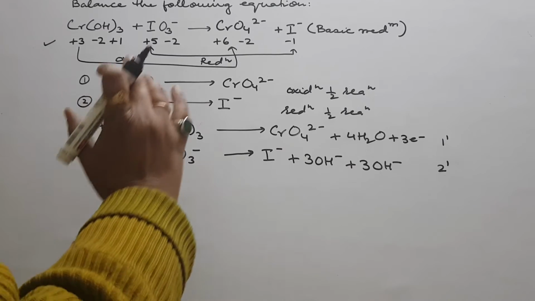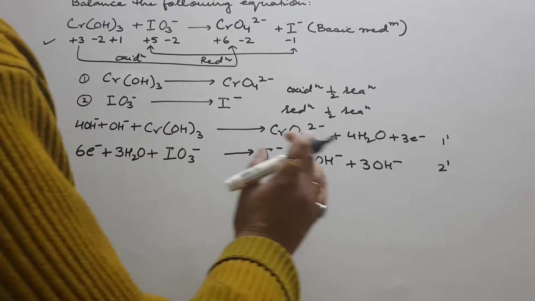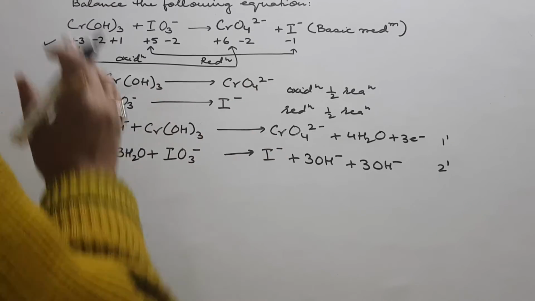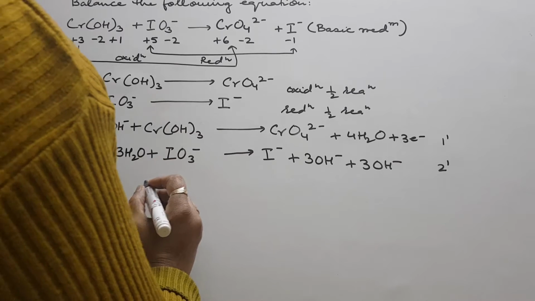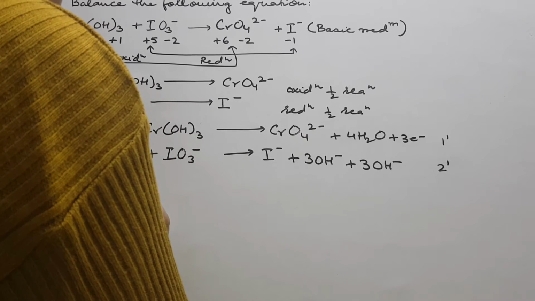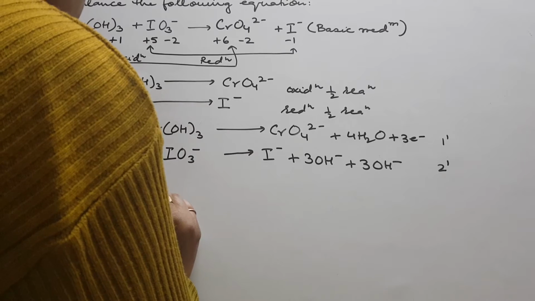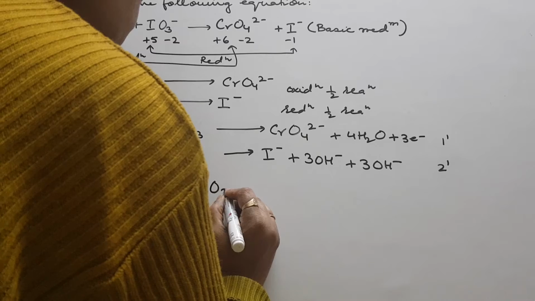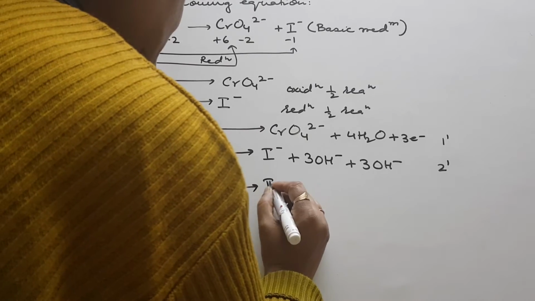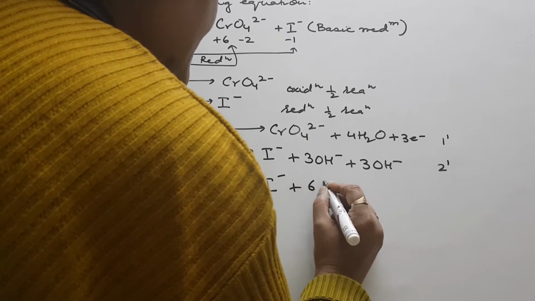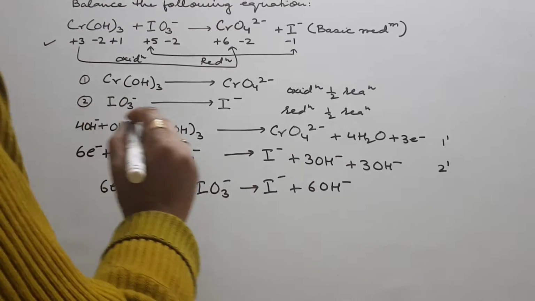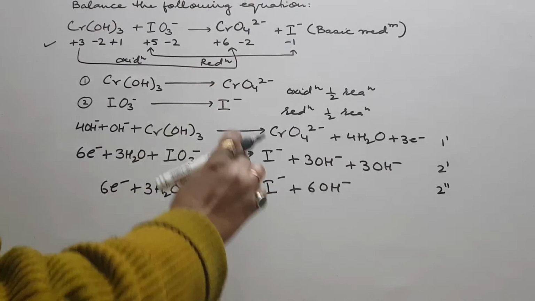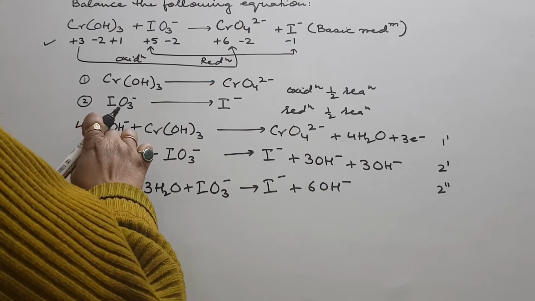Now if you want, we can further summarize and make them short. Like I can write this equation, children, in this manner. You see, I'm trying to summarize it. It is 6 electrons plus 3 H2O plus IO3 minus gives you I minus plus 6 OH minus. Hope you will understand this, and it is double dash, right? So this equation is balanced, and now I will write this.